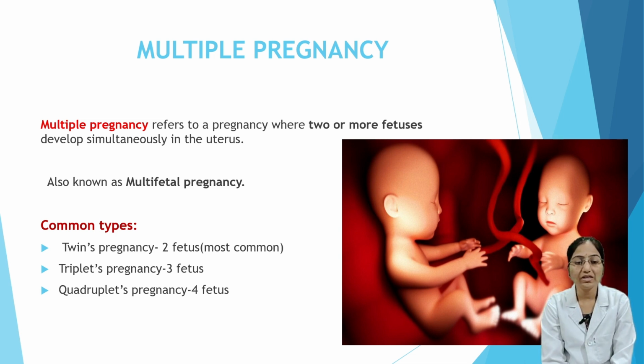And then here we can see the common types. Twin pregnancy, that is two fetuses. It is the most common. And then triplet pregnancy, that is three fetuses. And then quadruplet pregnancy, that is four fetuses.